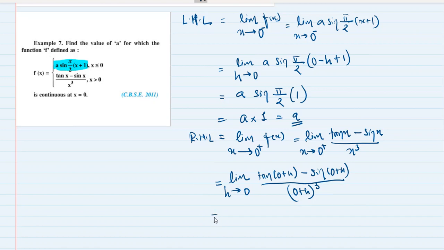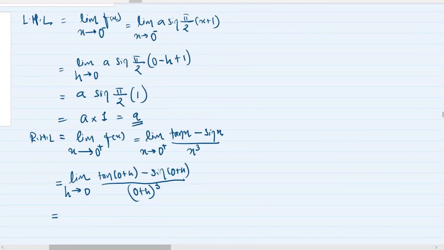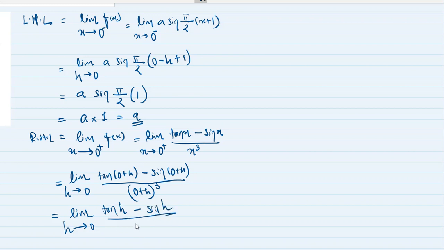Now you should not convert h into 0 right now in this step, otherwise the whole function will become meaningless. What you should do is write one more step in terms of h, limit h tends to 0 of tan h minus sine h the whole upon h cube. So what you're doing is you're writing the whole function in terms of h.